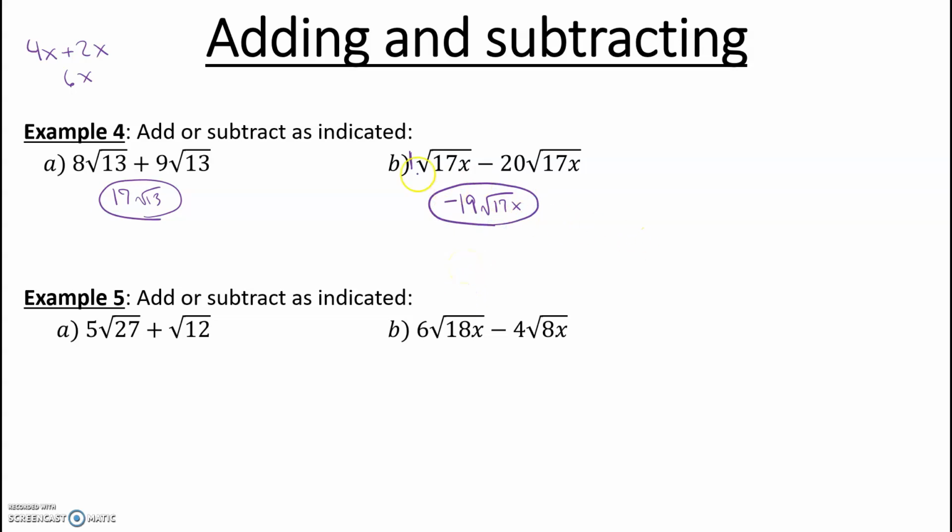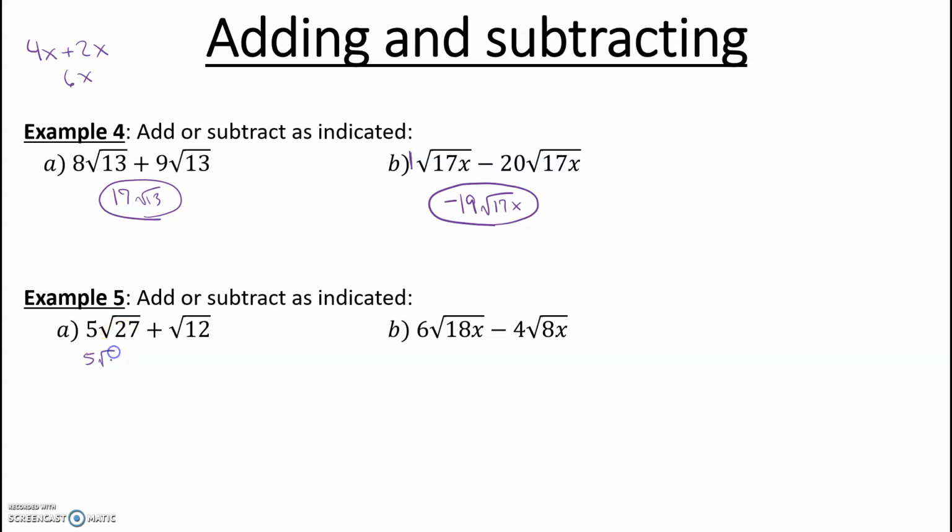So again, make sure you have that root in common: a root 13 and a root 13, a root 17x and a root 17x. When you get to example 5, a root 27 and a root 12, you cannot combine those right now. However, they do simplify, so let's simplify them first.